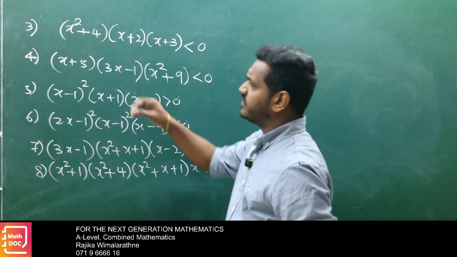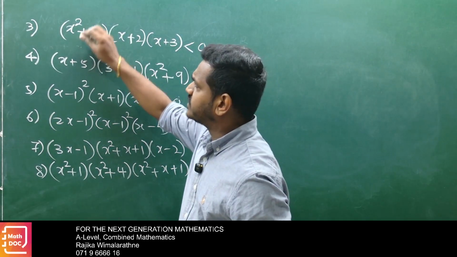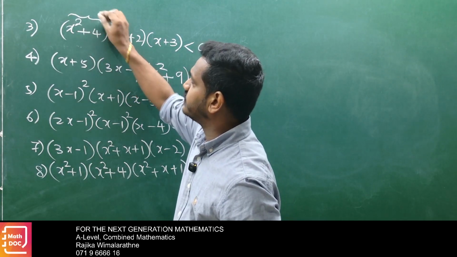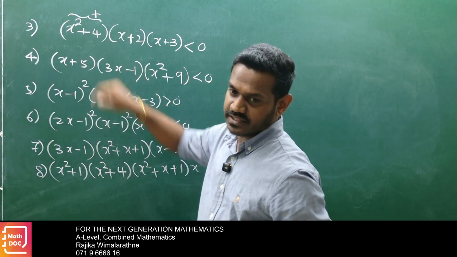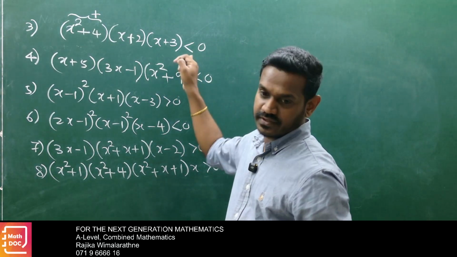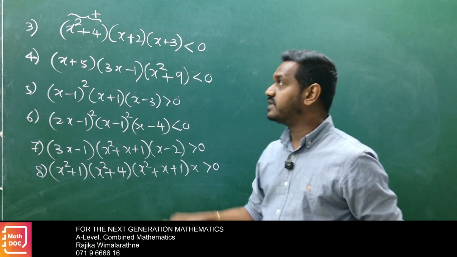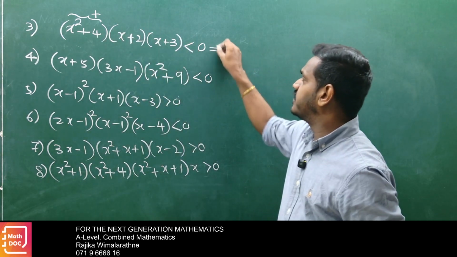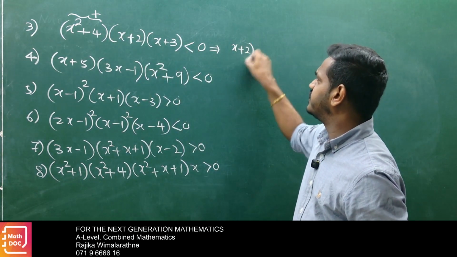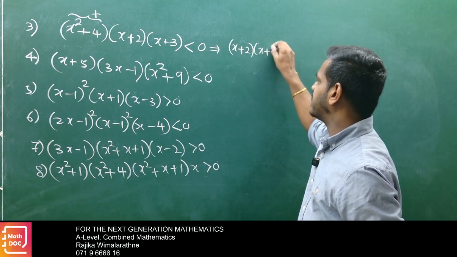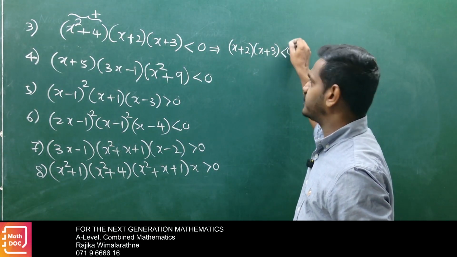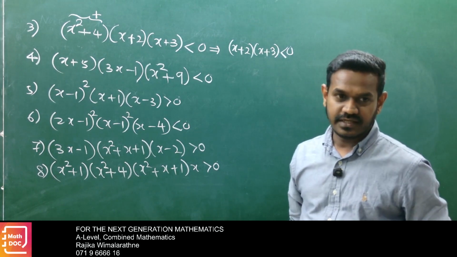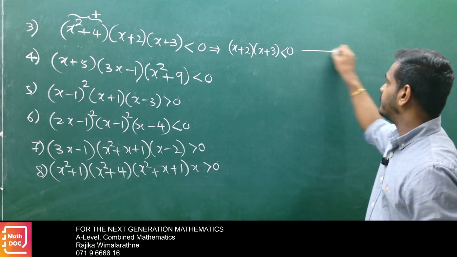See first, here the third one, x² + 4, is positive. We know that is positive. Then the whole thing must be negative, no? Then we know this is positive, so you filter only this part. Then (x + 2)(x + 3) must be less than 0. Likewise, you have to filter it. Then we can evaluate, no?